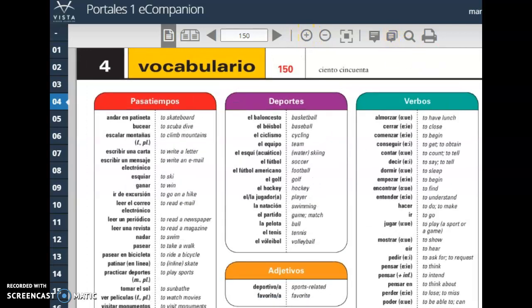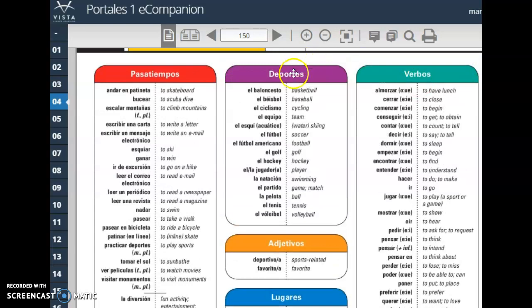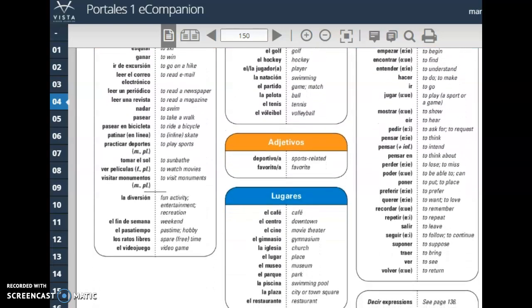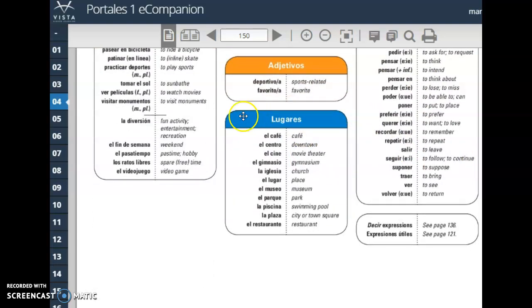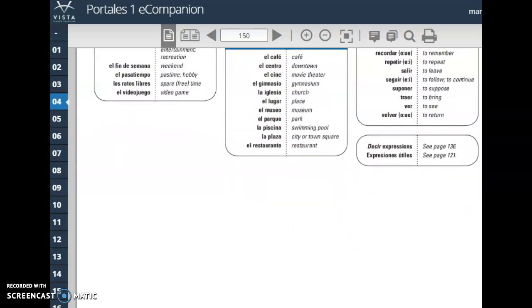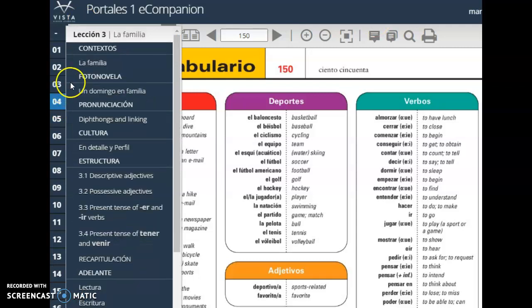So you're going to see that we have in here pasatiempos, all hobbies, sports, and other verbs that are relevant to that lesson 4, some adjectives and places. Okay, so I want you to especially look and pay attention to these places because we are going to be talking about this in the grammar section as well. Okay, so as always, go to look at your book.